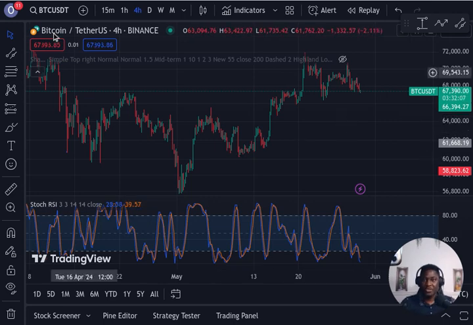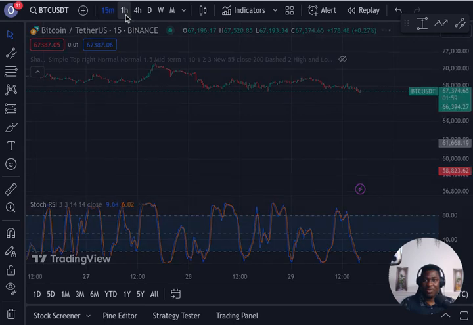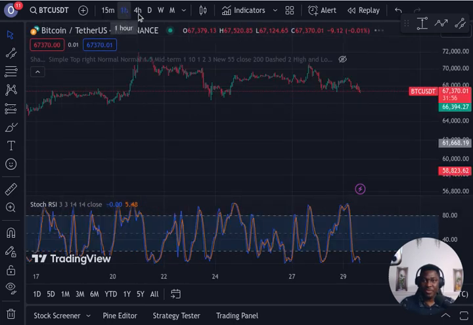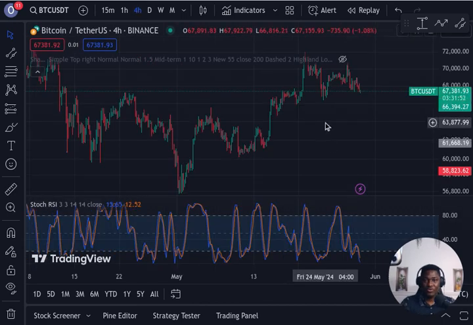Okay, so this is the 4-hour time frame. We have the 15 minutes time frame over here. This is 15 minutes time frame. This is 1 hour time frame. Then this is 4-hour time frame. All right, so I just want to analyze the 4-hour time frame, but you can actually use the same principle because it's applicable to all time frames.